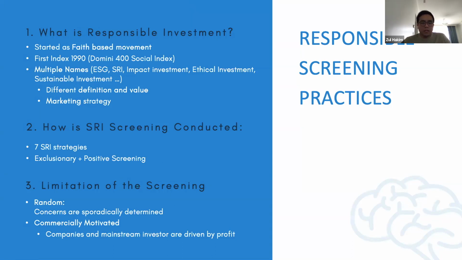But what is the limitation of this SRI screening? We mentioned that it's random. There's no consensual agreement on what is prohibited or not prohibited, what is a harmful industry and what is an unethical industry, and it is mostly commercially motivated.